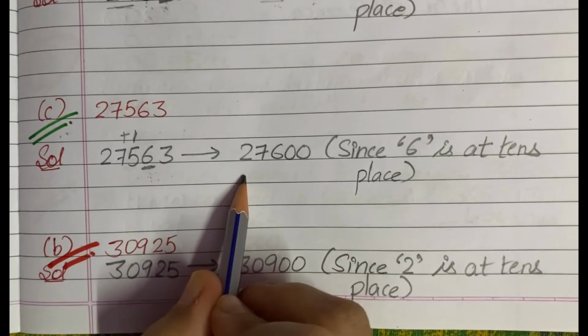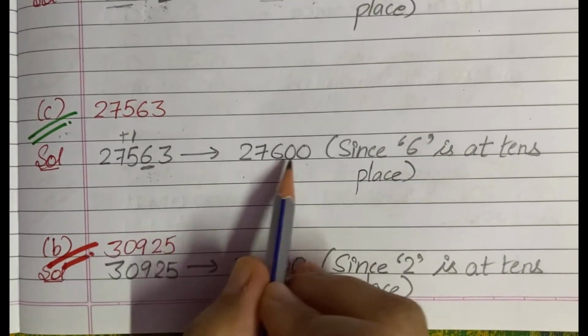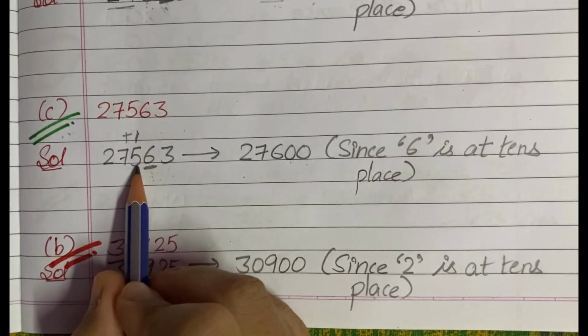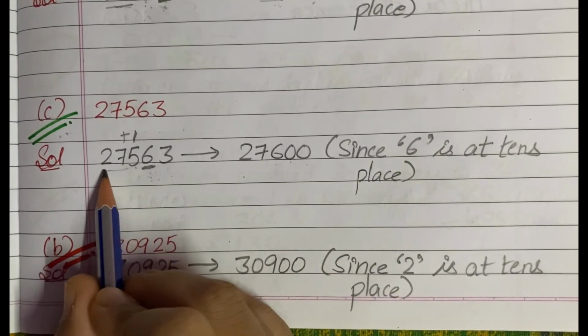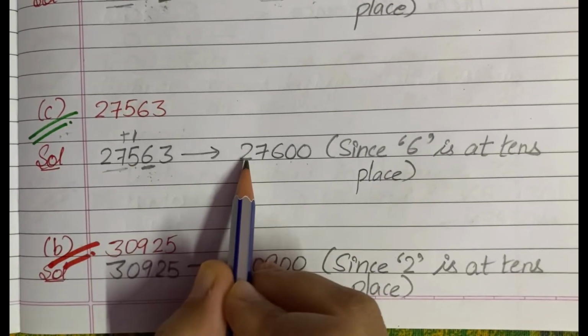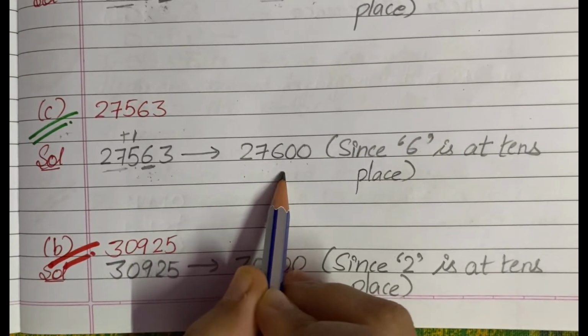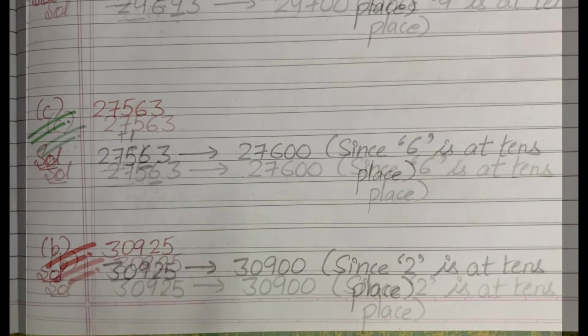So in the answer, what will we write? At ones place we will write 0, at tens place we will write 0, and at hundreds place 1 and 5 will be added. So at hundreds place 6 will be written, and we will write the remaining two digits as they are, that is 2 and 7. So the final answer is 27,600. Hopefully it is also clear to you.